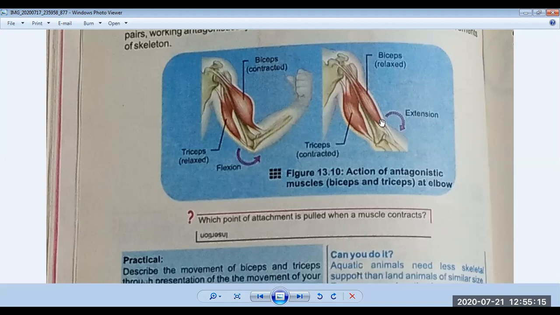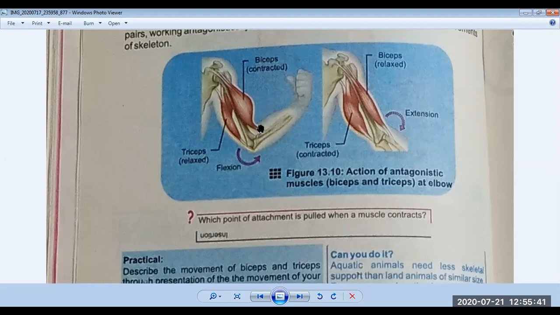This movement straightens the joint, it has straightened the muscle joint. So this point is called extension. And you can see here the tricep muscle is contracted, so because of that the arm will be pulled backward. Here the arm will be pulled upward, and in this action the arm will be pulled backward.